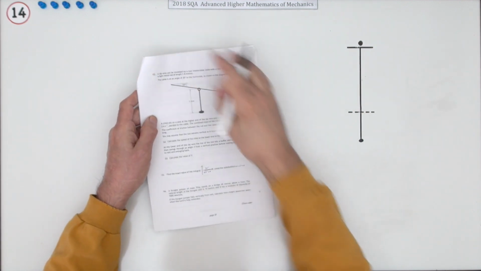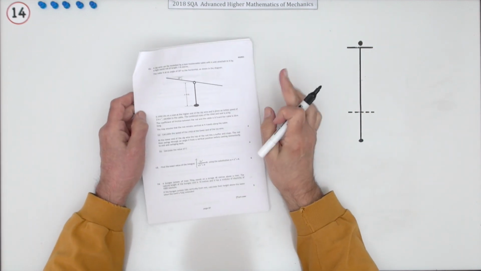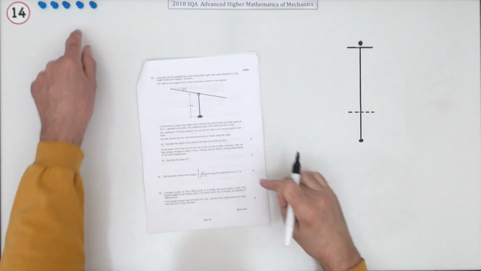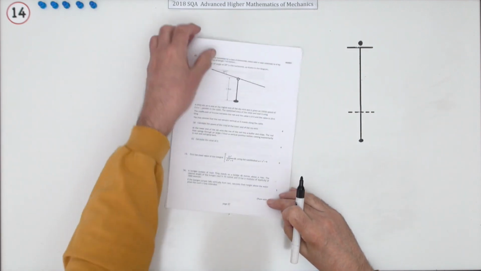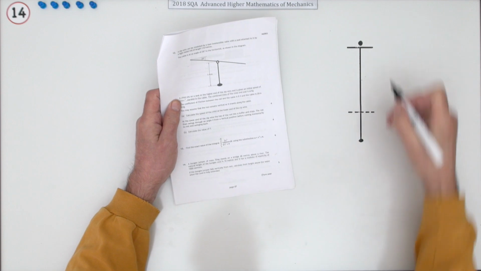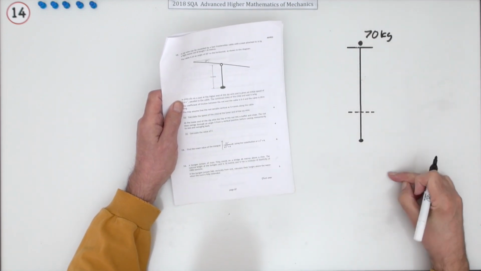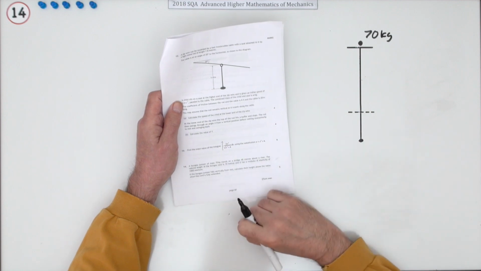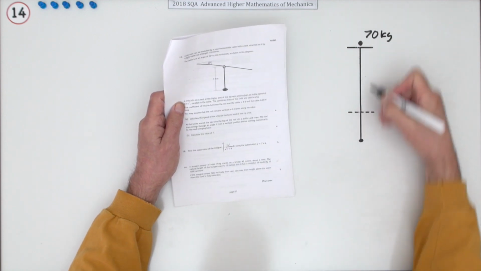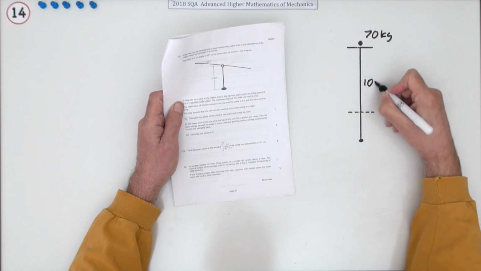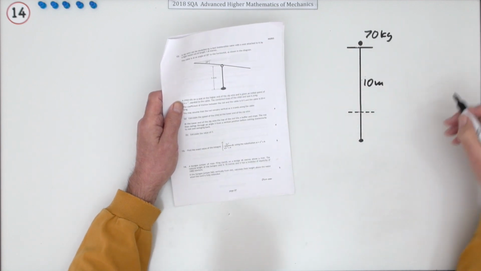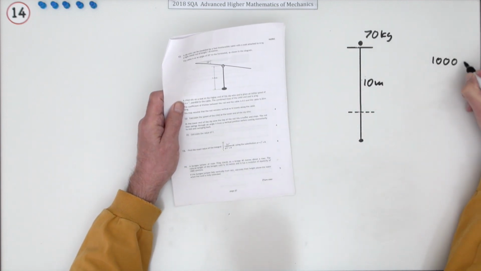So number 14 then from the 2018 SQA Advanced Higher Mathematics of Mechanics, a 5-mark question on, looks like, elastic motion. What does it say? A bungee jumper of mass 70 kilograms stands on a bridge which is 40 metres above a river. I'm not drawing that in. The natural length of the bungee cord, so if it was just hanging straight down, would be 10 metres. It's got a modulus of elasticity of 1,000 newtons.